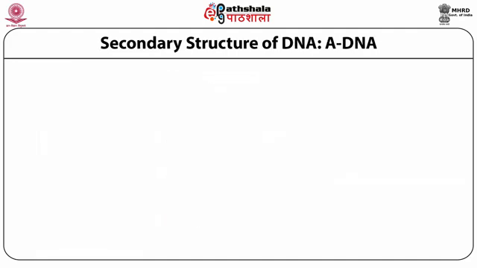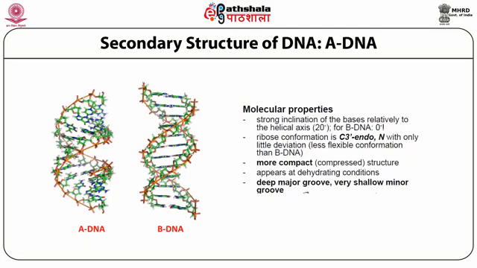There can be another secondary structure of DNA called A-DNA, which is a more compact secondary structure, and this normally appears under very dehydrating conditions. If you look at the B-DNA structure, the bases are perpendicular to the propagation axis of the helix. But in A-DNA they are not perpendicular; rather, there is a strong inclination of the bases relative to the helical axis, around 20 degrees. Another important difference is that the ribose conformation here is C3 endo.